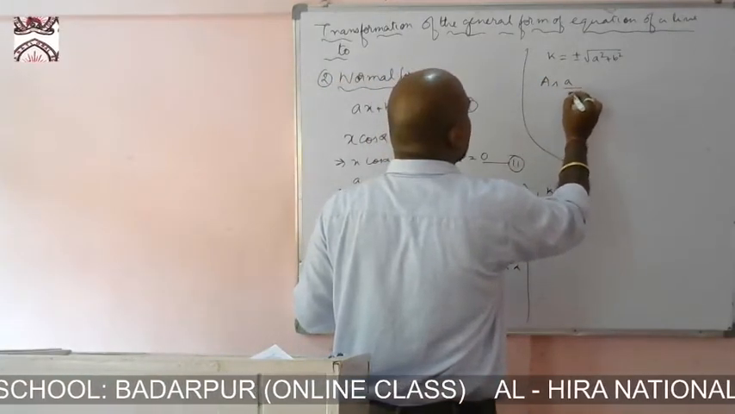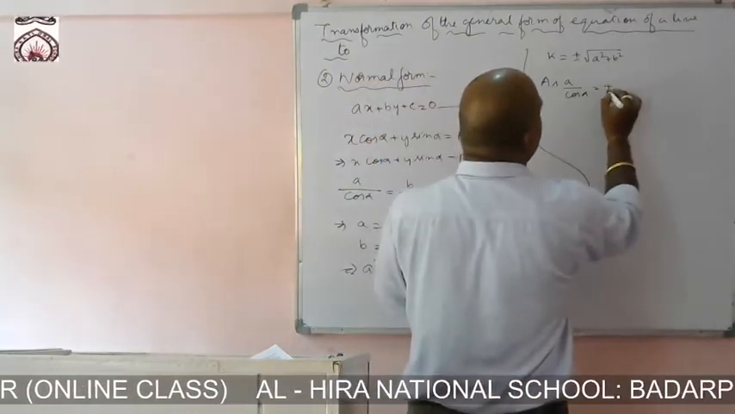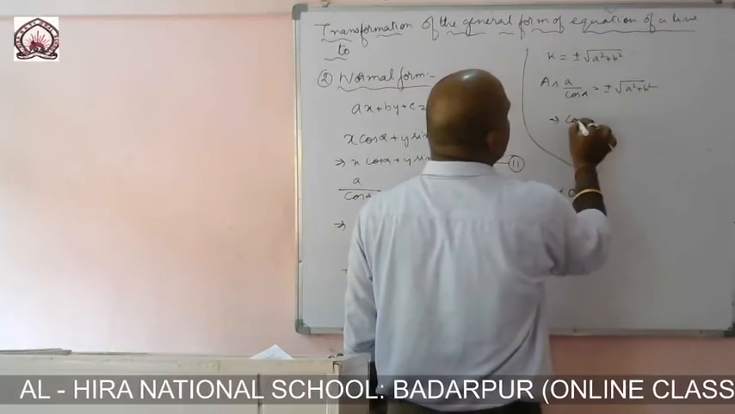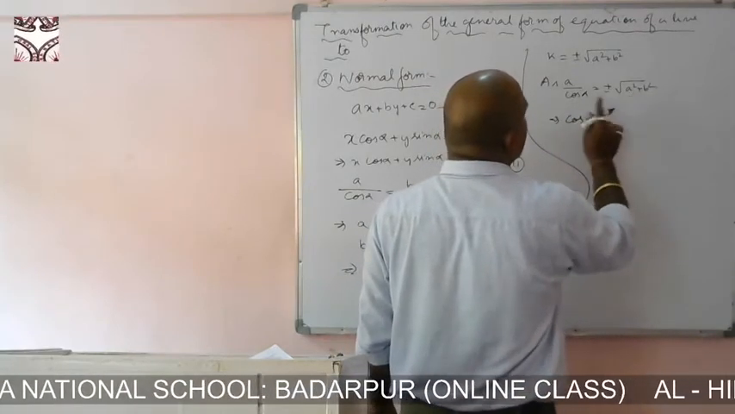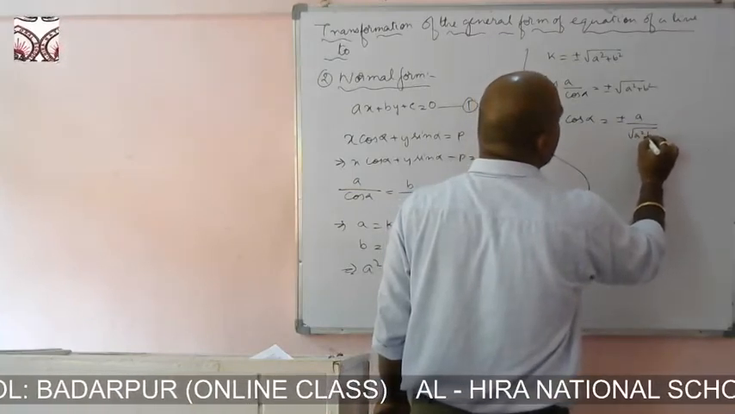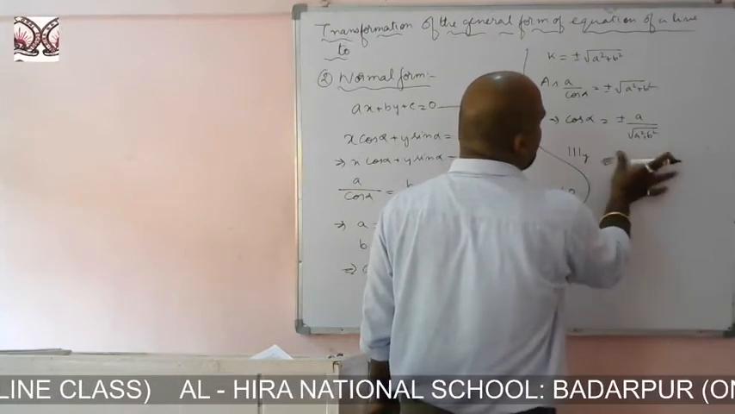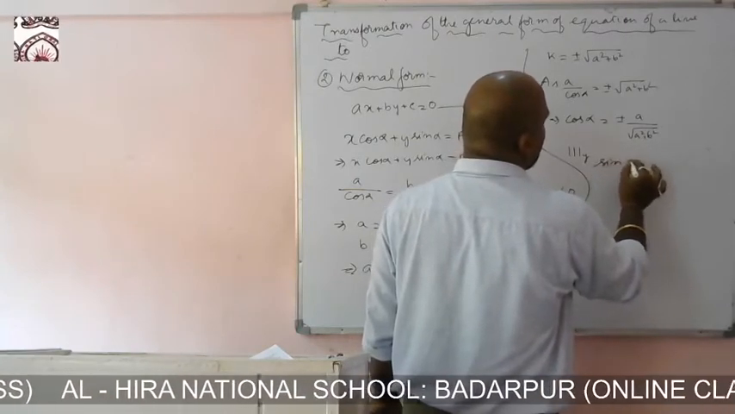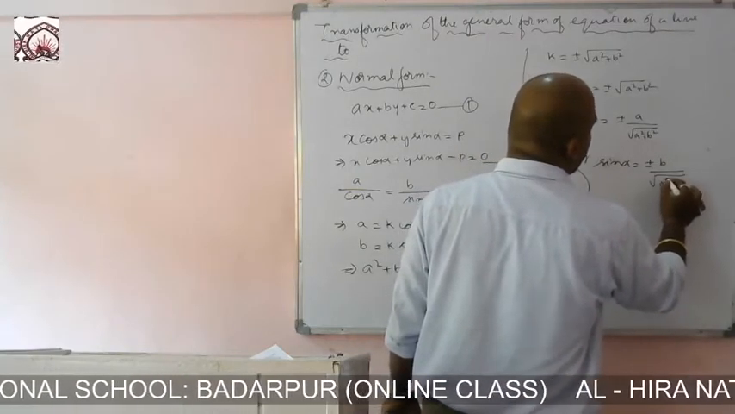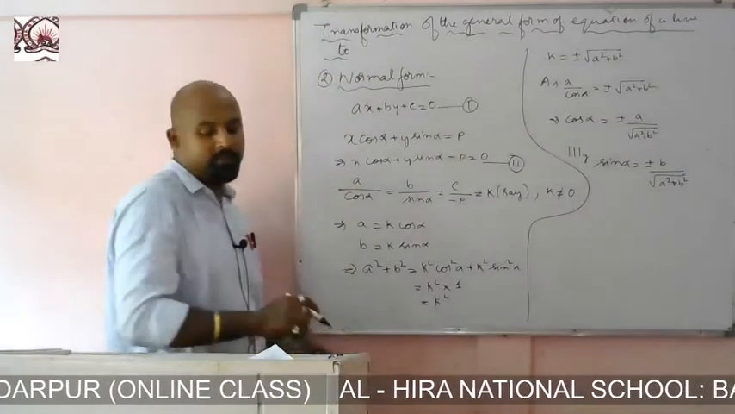A by cos alpha equal to K. K equal to plus minus root over of A square plus B square. So we can write cos alpha equal to plus minus A divided by root over of A square plus B square. Similarly, we can write sin alpha equal to plus minus B by root over of A square plus B square.